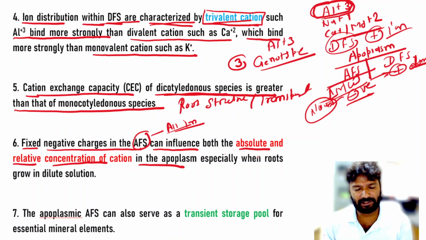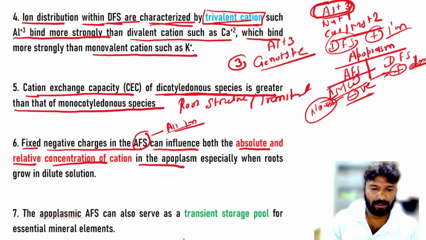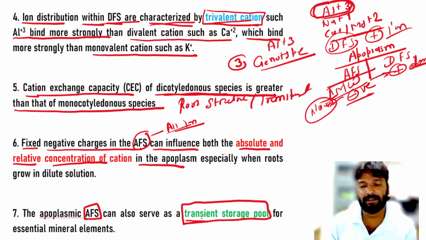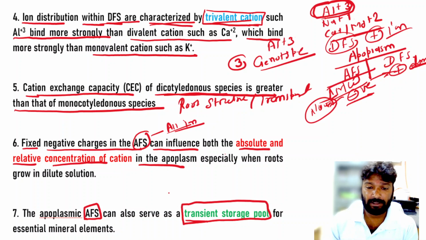Okay, so this point is also very clear. So this apoplasmic AFS can also serve as a transient storage pool for the important nutrients. Okay, तो कभी कभी क्वेश्चन भी पूछ सकते हैं कि which one of the following works as a transient storage pool, तो आंसर जाएगा apparent free space, ना कि donnan free space.